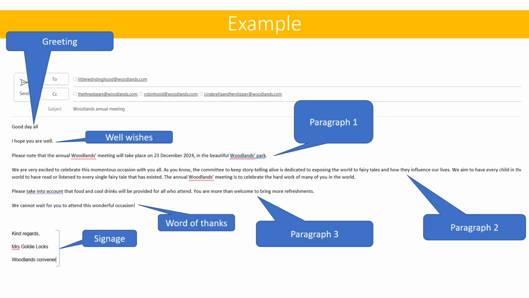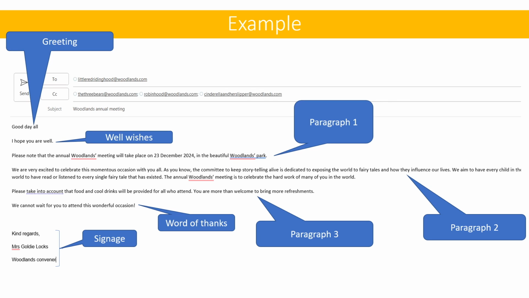Please note the annual Woodlands meeting that will take place on 23 December 2024 in the beautiful Woodlands Park. Then we start off with paragraph 2. We are very excited to celebrate this momentous occasion with you all. As you know, the committee to keep storytelling alive is dedicated to exposing the world to fairy tales and how they influence our lives. We aim to have every child in the world to have read or listened to every single fairy tale that has ever existed. The annual Woodlands meeting is to celebrate the hard work of many of you in the world.